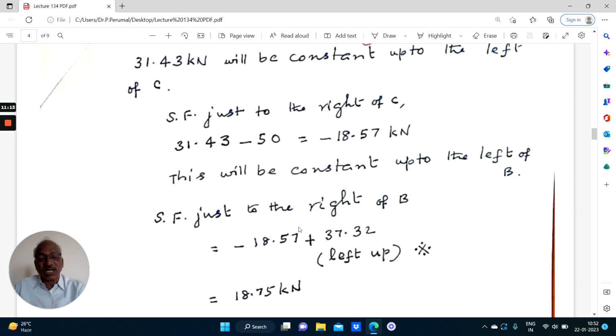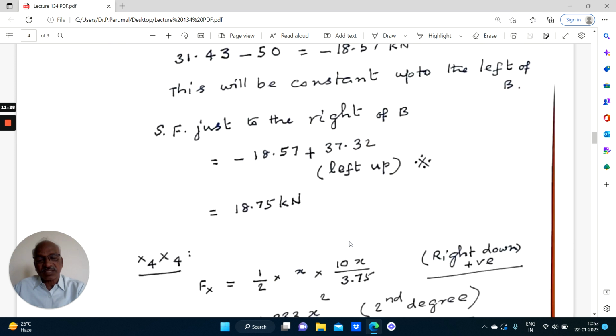Shear force just to the right of B: here you have to consider the value of RB also. Minus 18.57 is the current value. With this, we have to add the upward force, 37.32, because we are considering a section just to the right of B. So the reaction is on the left hand side, and left up is positive. Therefore, minus 18.57 plus 37.32 is equal to this value.